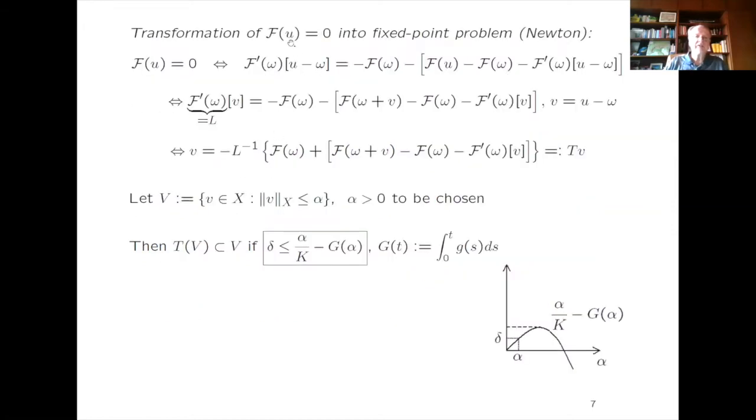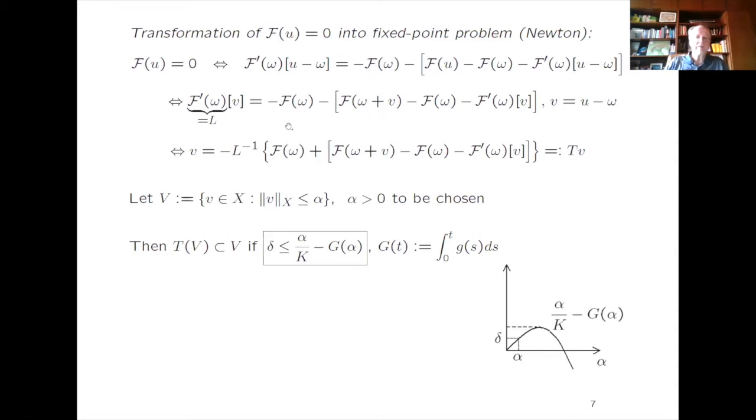Okay, then the transformation into a fixed point problem. This is classical, this is Newton. So I go through that quickly. So here is the equation. We can transform it in this way. So that is obviously equivalent. This term cancels with this one. F of omega cancels, and so f of u equals 0 is the equation remaining. And then we introduce the error between the true solution we are looking for and the approximate solution, that is v. And so this line above here is equivalent to f prime of omega, or L, applied to v is, well, the right-hand side here, where u is replaced by omega plus v.